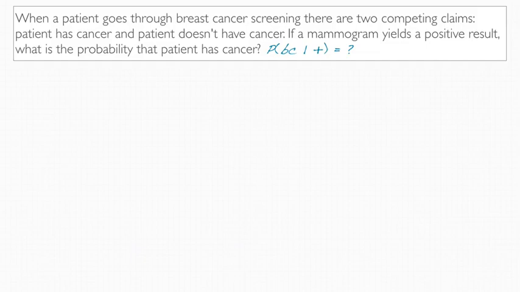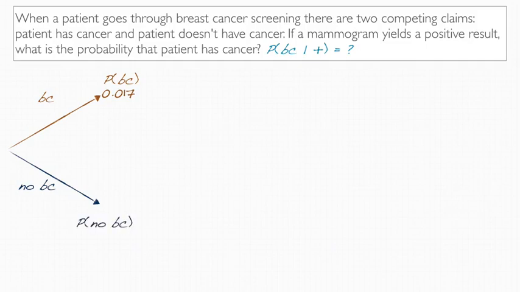There are two competing claims. Patient has breast cancer or patient does not have breast cancer. The probability of having breast cancer, our prior, is 0.017. So the probability of not having breast cancer is going to be the complement of that, 1 minus 0.017, 0.983. If a patient has breast cancer, there are two possible outcomes. They might test positive or they might test negative. The probability of testing positive when the patient has breast cancer is 0.78. The probability then of testing negative when the patient has breast cancer is going to be the complement of 0.78, 0.22.